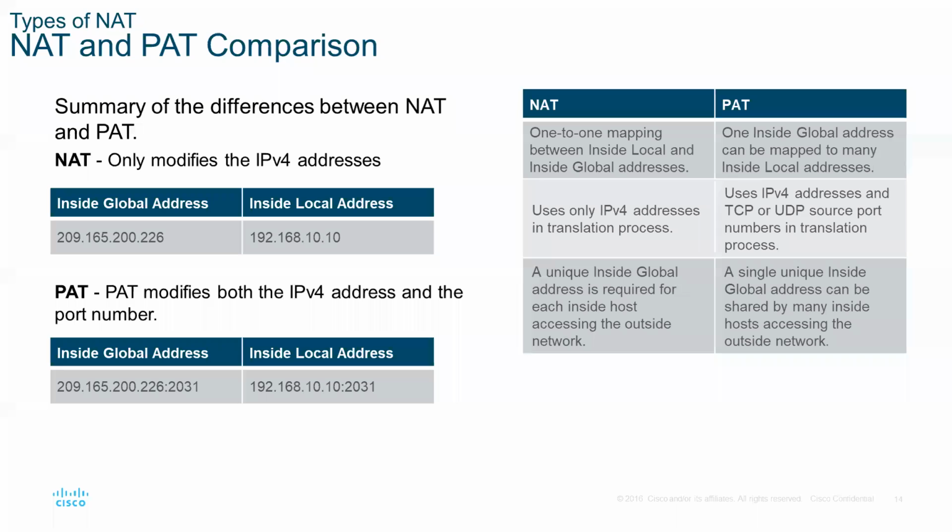So to summarize, NAT only modifies IPv4 addresses. PAT modifies both IPv4 address and port number. And PAT is activated by overloading the NAT process. It's actually the command you use. You've got to tell it to overload, which is turn on PAT.